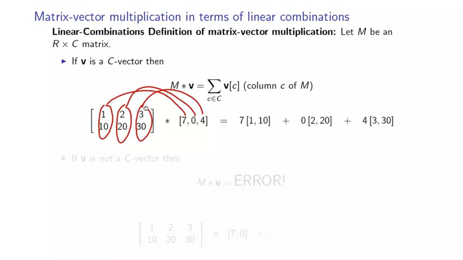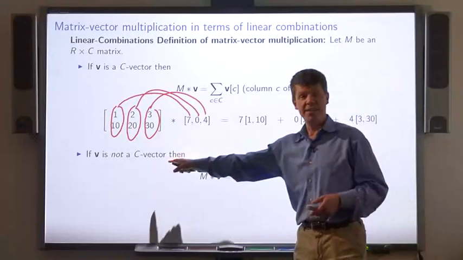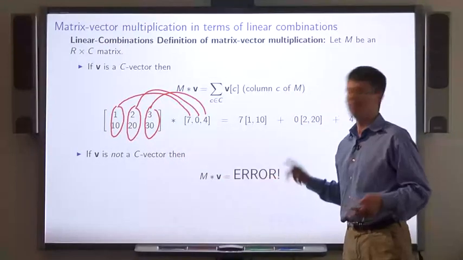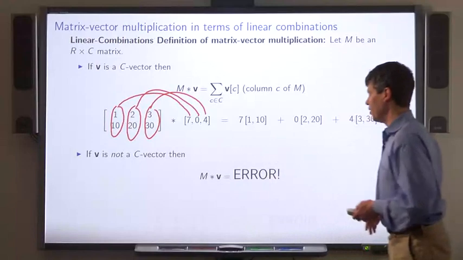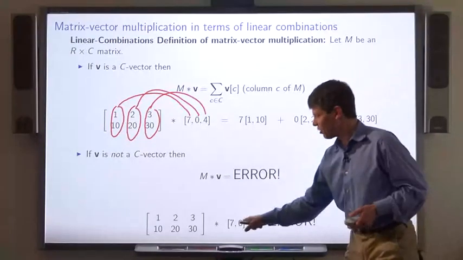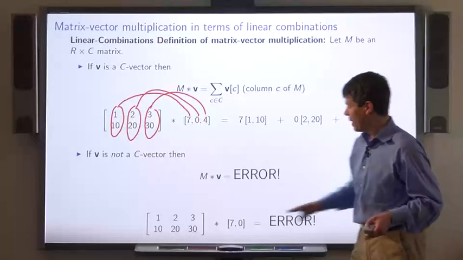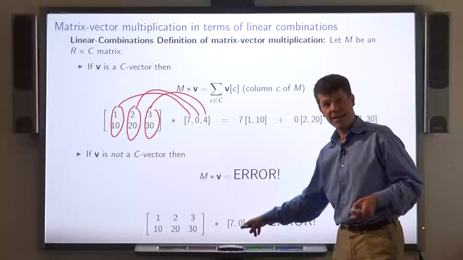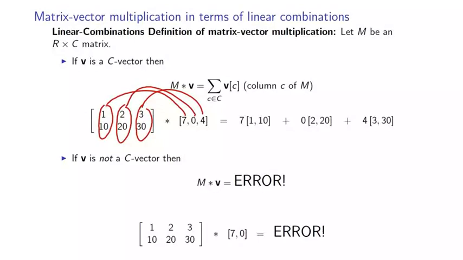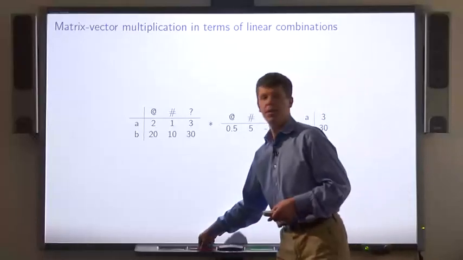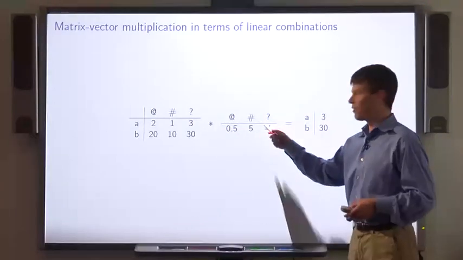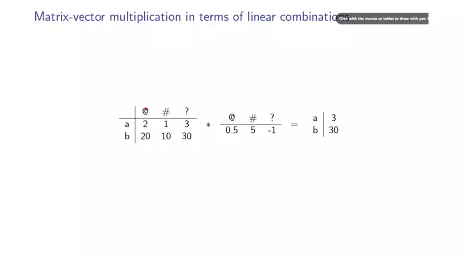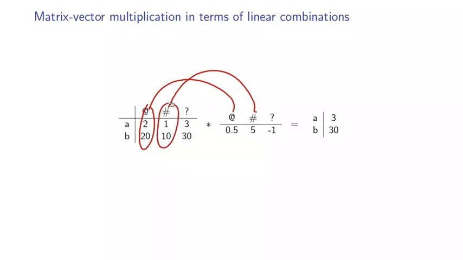So we get this. On the other hand, if v is not a C-vector, then the product M times v is not even allowed. So, for example, this matrix-vector product is an error because the number of entries in the vector isn't the same as the number of columns in the matrix. Here's another example. The product of this matrix by this vector is obtained by taking this entry of the vector and multiplying it by this column of the matrix, this entry multiplied by this column, and this entry multiplied by this column.